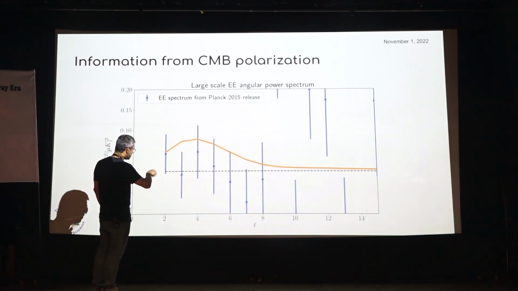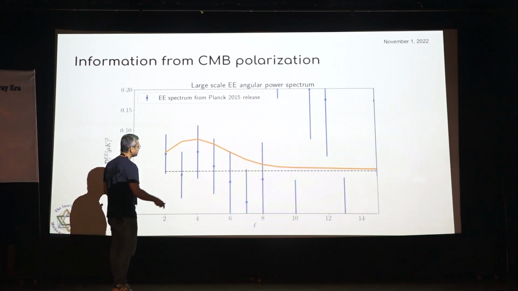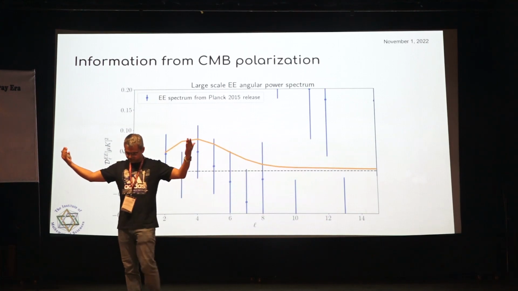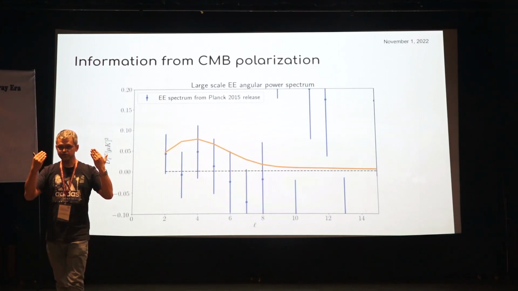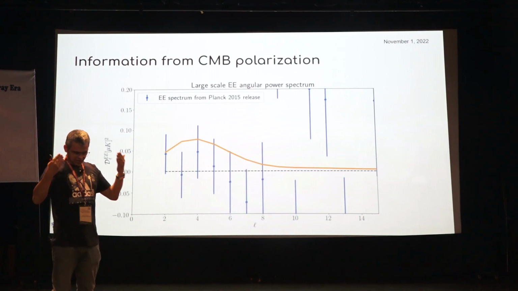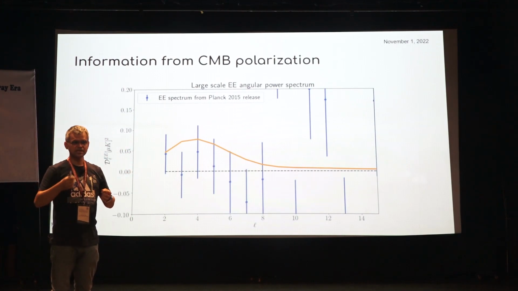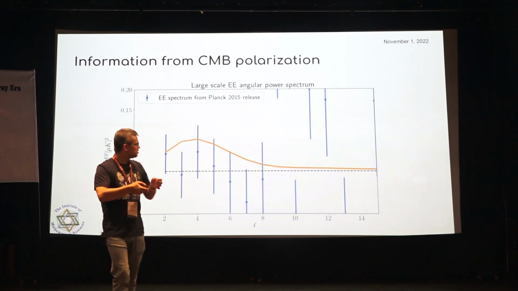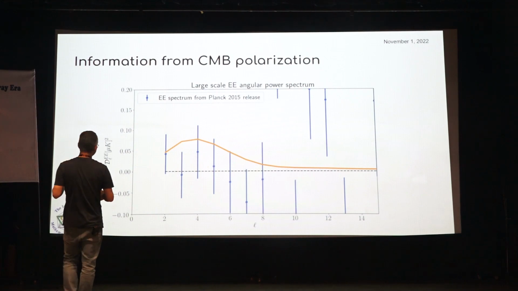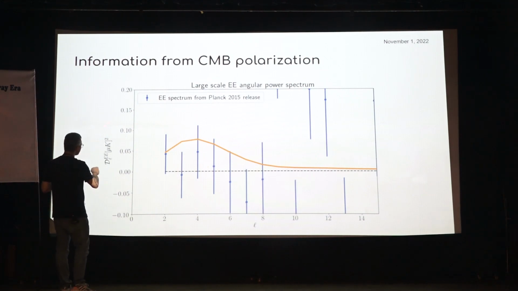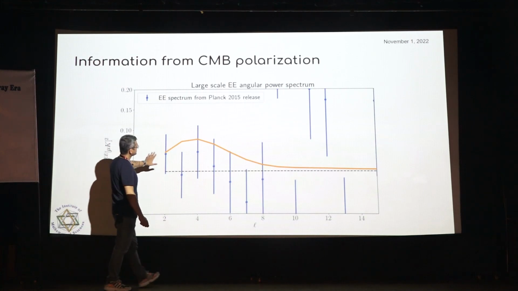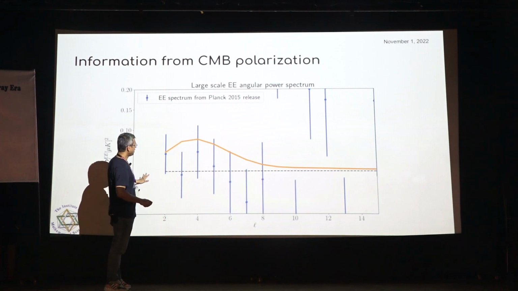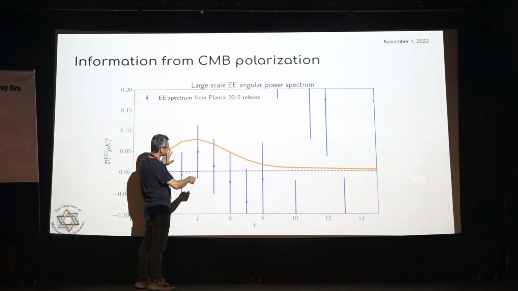But the most important part comes from here. When the photons or modes, the wavelengths, were entering the horizon during the reionization era, they were meeting those free electrons and undergoing Thomson scattering, and that scattering polarized the light. That gives rise to E mode polarization, and that amplifies this. It is the 2015 release, by the way. I'm going to compare that with the 2018 release as well. You can see that this is the best fit, and these are the data points.